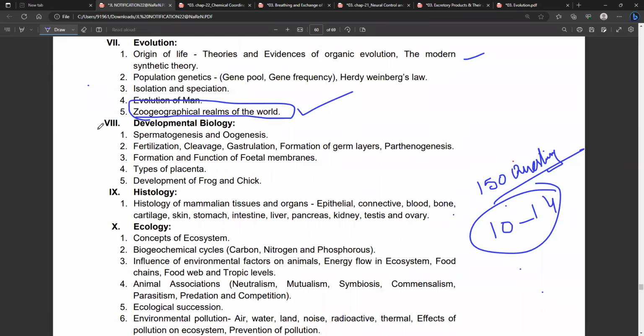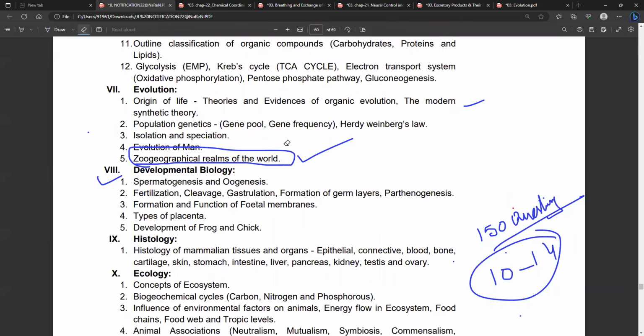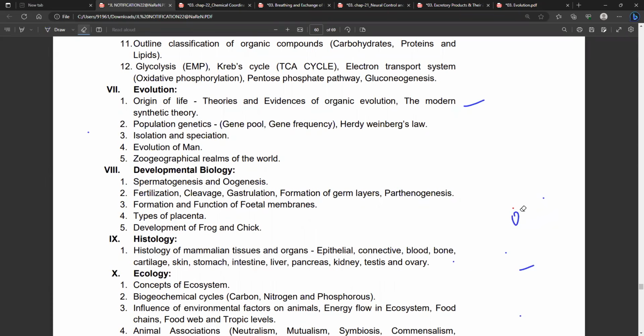Right. Then if you look into developmental biology, see friends, I will tell you in a simple line to all of you: what is actually developmental biology? Starting from gametogenesis. What do you mean by that? Starting from gamete formation. What are the gametes? Sperm, egg. From the gamete formation, how the gametes are fused, which means fertilization.